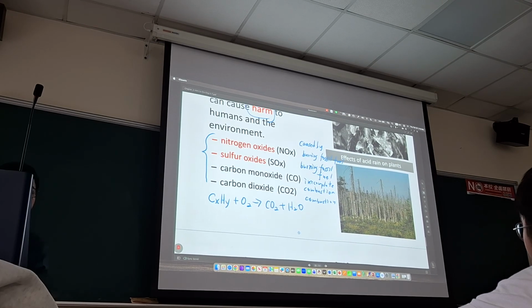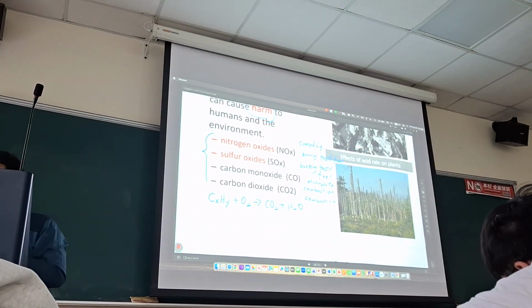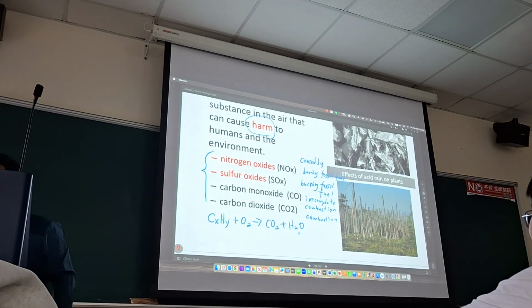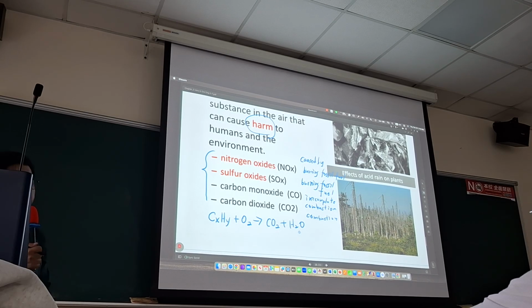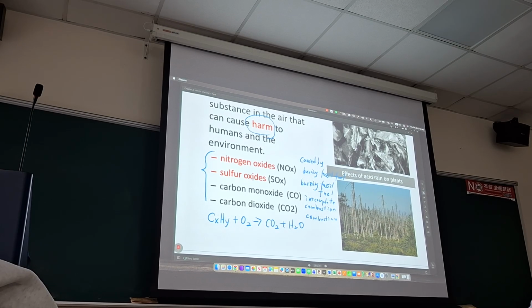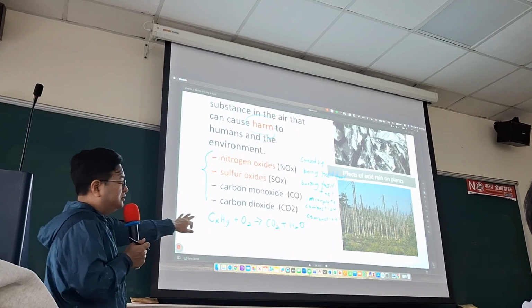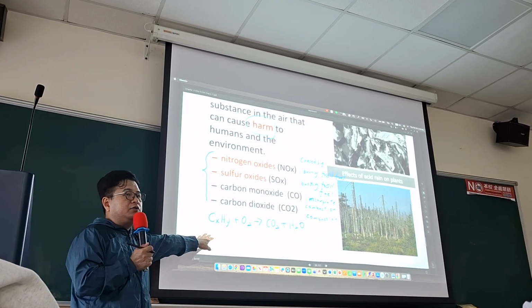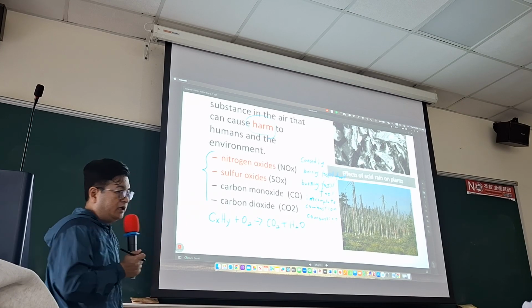Okay, let's continue and let me finish this slide and I will let you guys go, okay? Nitrogen oxide is caused by burning fossil fuels. Sulfur oxide as well is caused by burning fossil fuels. Carbon monoxide is caused by incomplete combustion. And combustion means the reactions of hydrocarbons with oxygen produce carbon dioxide and water.